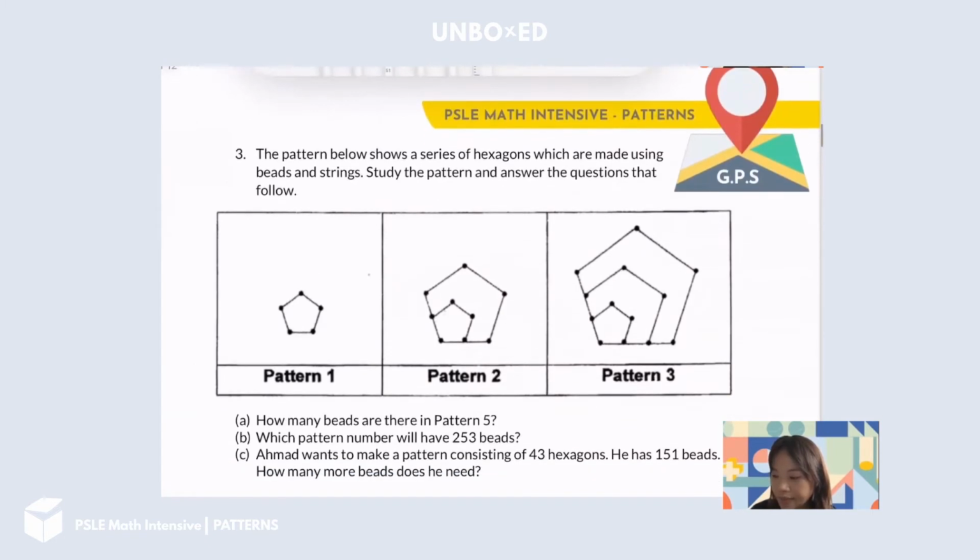Question 3 is on gaps. I just want to say that gaps is equal to the number of things minus 1. So for the first one, the number of bits is 5.